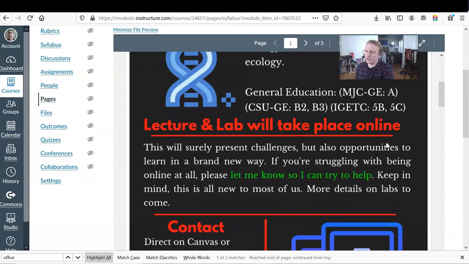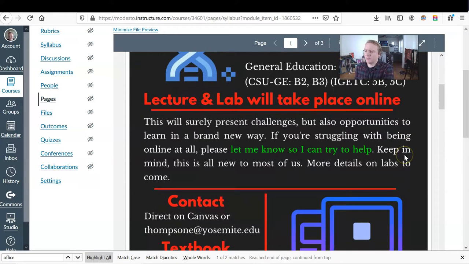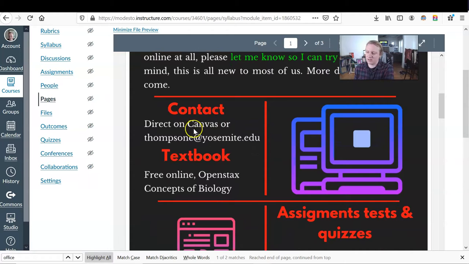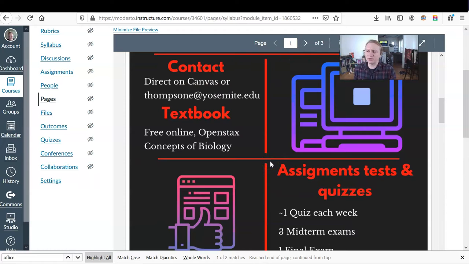Here's some general information about the course. If you're ever having any problems with your technology or anything, you can contact me. I might just send you to our tech support folks because they're going to be better at finding solutions for you, and they have more time to find solutions for you than I can. But if you need help with anything, please let me know. You can contact me directly on Canvas, or you can send one to my email, thompsone@yosemite.edu.